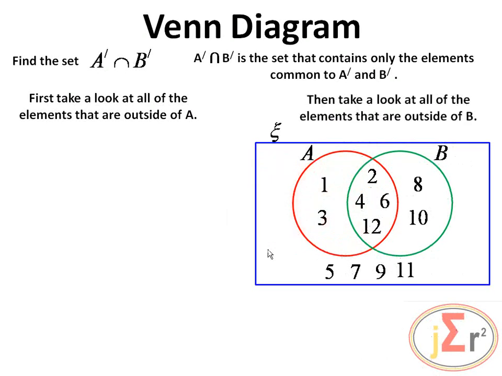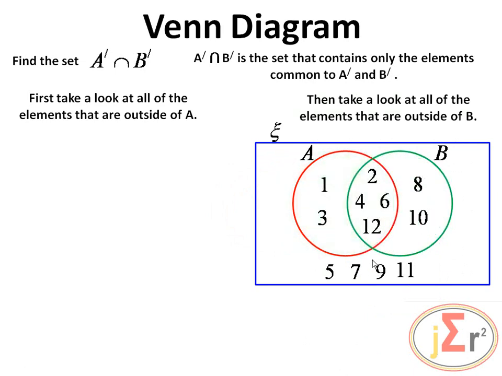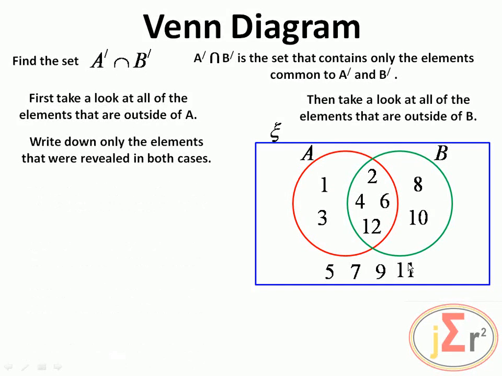And we are going to do the same. Take a good look at all of the elements that are outside of B. These are the elements right here. Notice, these are the elements for B complement. For A complement, we had these. For B complement, we have these. We are going to take a look at the intersection, and we are going to write down the elements that are common. First, we have this. Then we have this. So the common elements are 5, 7, 9, and 11. Right there. That is the set A complement intersection B complement.